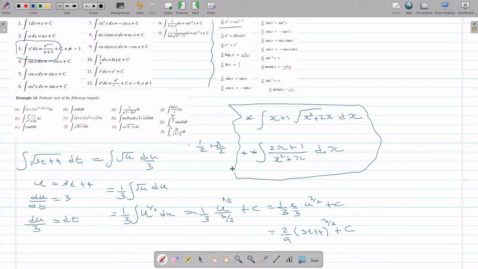If you don't have any questions, you can log out. Try these two at home. I'll do the rest, okay? You can try the rest also, but there are some tricky ones.